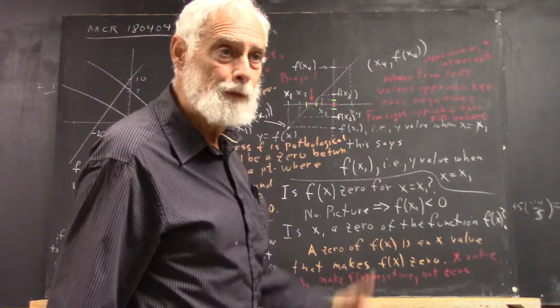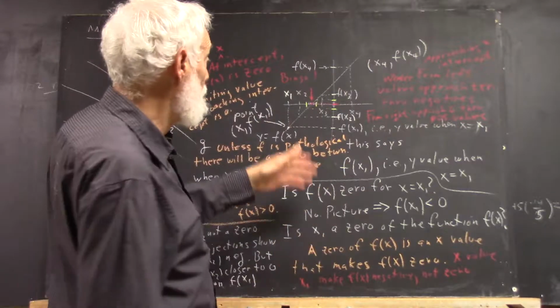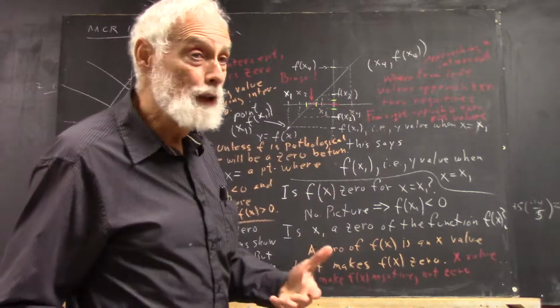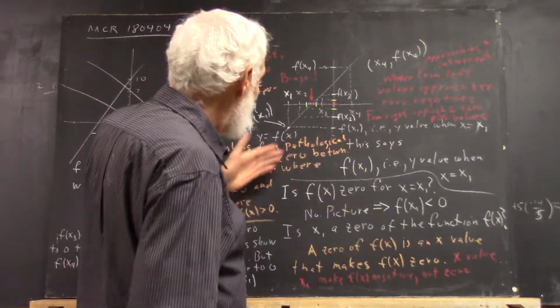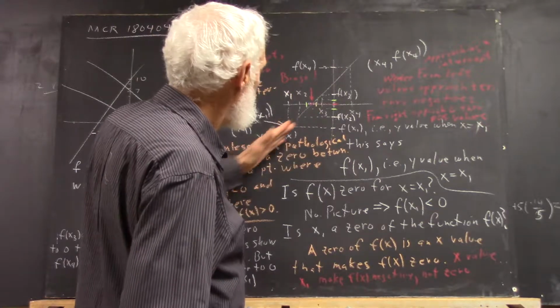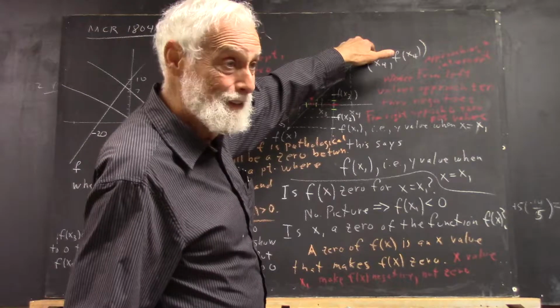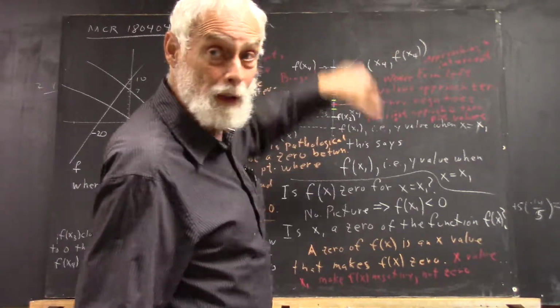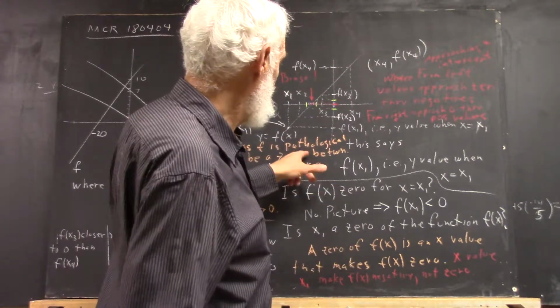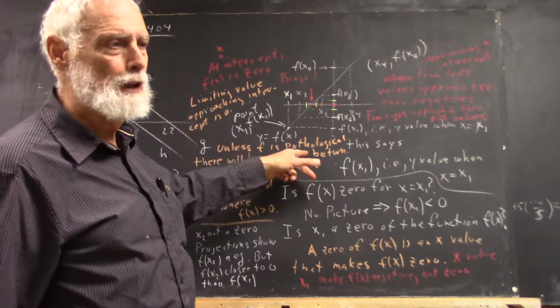Now that assumes f is what we call continuous. It doesn't have a break. I mean, you can do a piecewise function that from here to here is negative, then all of a sudden just jumps to positive, okay, without going through the x-axis. That's what I mean by pathological, and piecewise functions really aren't pathological.